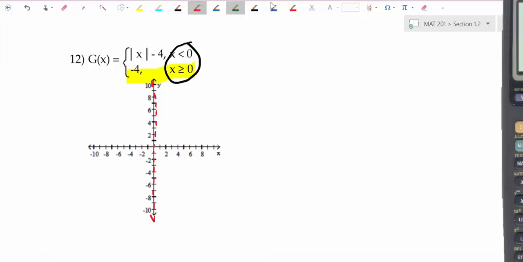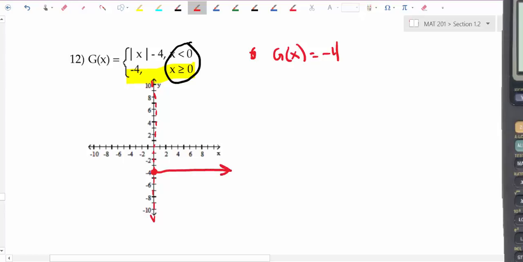If we were to graph this, g of x equals negative 4. Well, how do you graph that? That's a horizontal line, but x is greater than or equal to 0, so what you're going to do is go down to negative 4, put a solid dot, and then draw a horizontal line like that. So that's what the graph of f of x equals negative 4 is. Start at 0 and then go to the right.